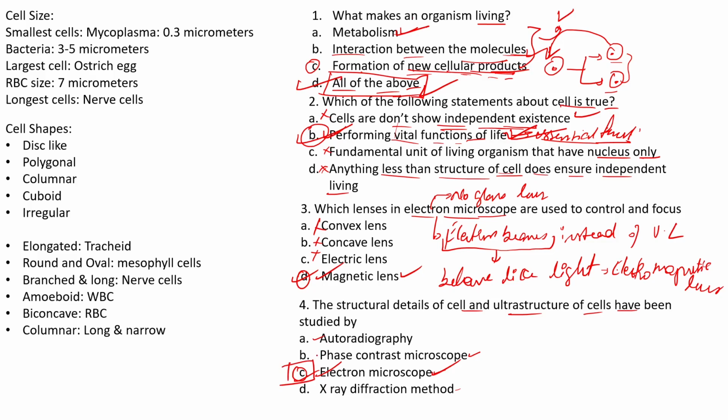Phase contrast microscope is mainly used to study live cells, and it is based upon visible light only, so this is wrong. Autoradiography is mainly used to localize important proteins or biomolecules, so that is not the right answer. X-ray diffraction method is mainly used to study biomolecules, mainly DNA. If you remember from molecular basis of inheritance, you studied X-ray diffraction for the structure of DNA. So X-ray diffraction is also wrong. The right answer is the electron microscope.